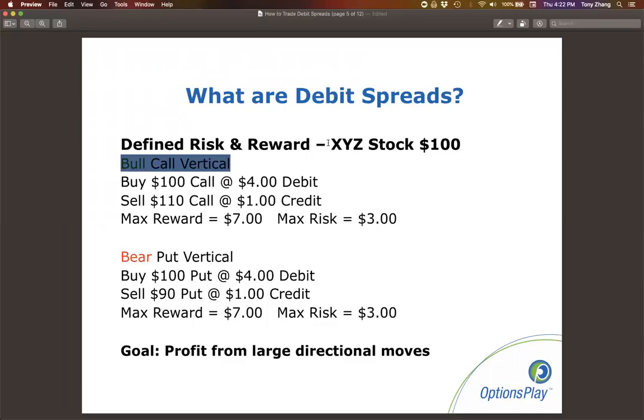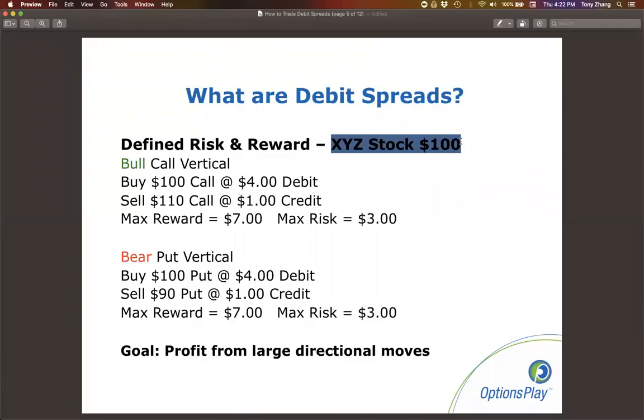The bull call vertical, or long call vertical. This is stock XYZ trading at $100. So let's say you're bullish on stock XYZ. You think it's going to go up to 105 or 110 or 125. You think the stock's going to rise. If you were trading stocks, you would typically only buy the stock. With options, you have a lot of different ways that you can trade this.